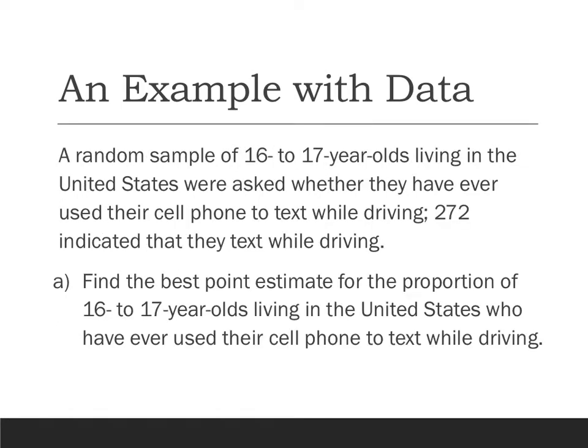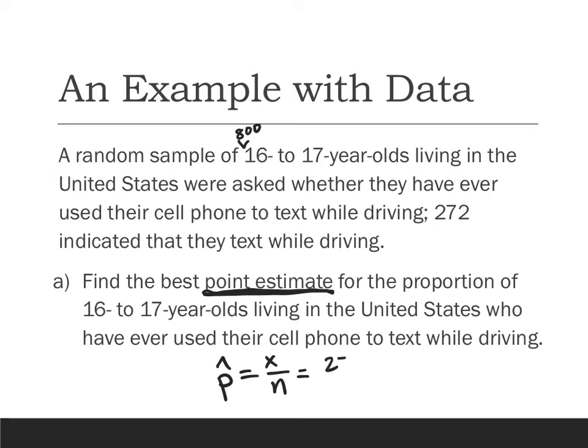And sure enough, for our first question, I shortened our information so that we had the most pertinent information, although I did leave out one part, a random sample of 800 16 to 17-year-olds. So we want to find the best point estimate for the proportion of 16 to 17-year-olds living in the United States who have ever used their cell phone to text while driving. Remember, the best point estimate for a proportion is always going to be p hat, and p hat is x over n. We just saw that in a previous video. So what's our sample proportion?